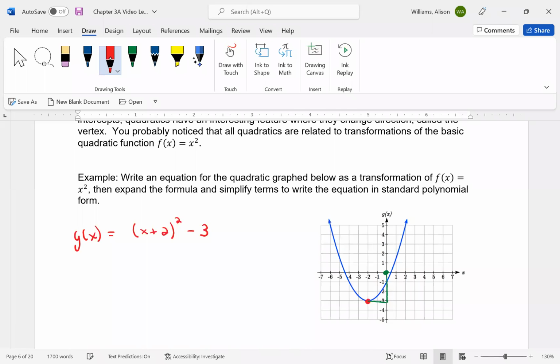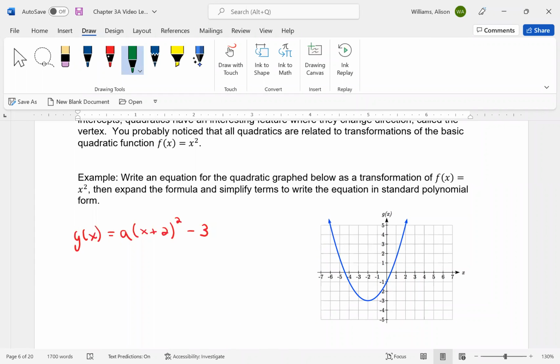However, it's possible that this thing is condensed or stretched vertically. So I might need to find that vertical compression or stretch, because it looks like it might be squished. The normal parabola, let me do it in green like I did a second ago, goes through (0, 0) and then (1, 1). So it looks a little bit skinnier than what I'm seeing here. So I'm thinking they may have condensed this. So I need to figure out what A is.